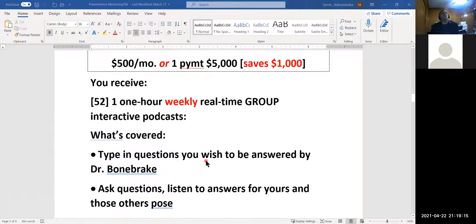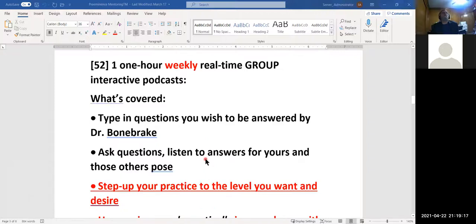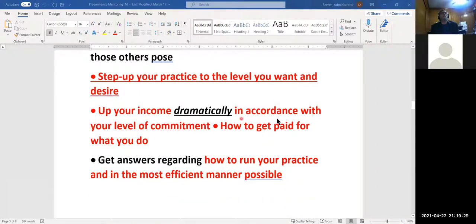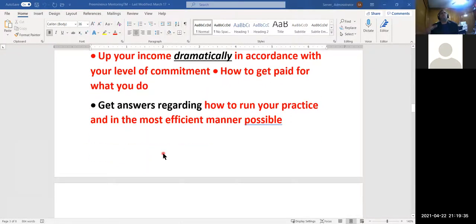Ask whatever you want about any aspect of your practice: hiring, firing, associates, how to talk with patients, how to treat patients, anything you can imagine. Step up your practice to the level you want and desire, and up your income dramatically in accordance with your level of commitment. Get paid for what you do. My motto is, people pay for what they want. If somebody's car broke down, if their transmission went away, they find money for it.